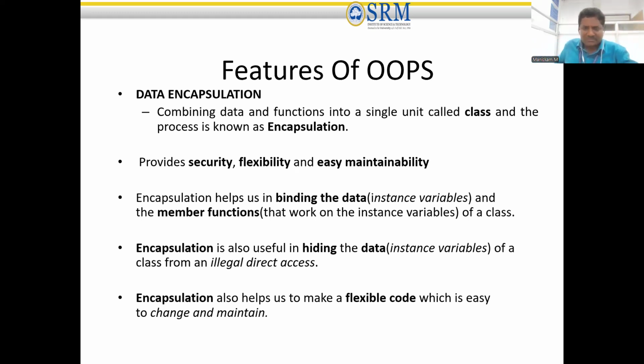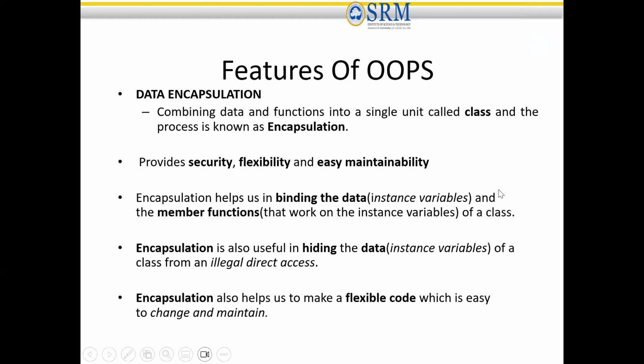So normally, what is encapsulation? It means wrapping or covering of data. It's a wrapping or gathering of data members and member functions into a single unit. That is called encapsulation. According to the OOPs concept, combining data and functions into a single unit is called a class, and the process is known as encapsulation.